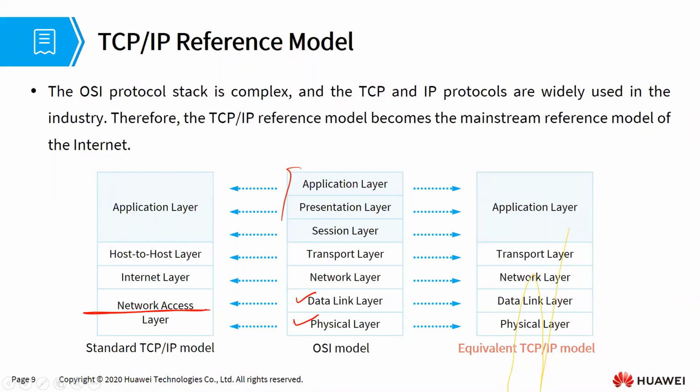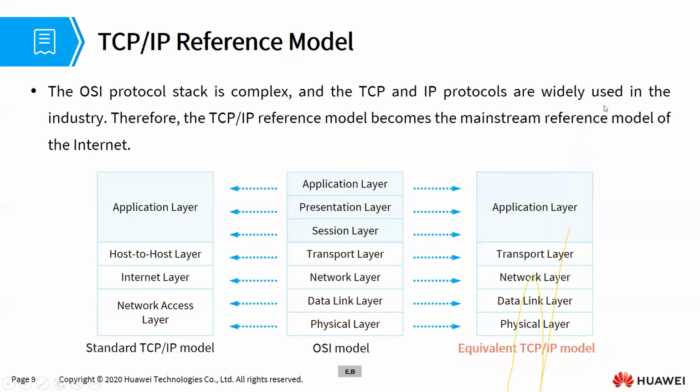Therefore, we design what we call the equivalent TCP/IP model. The equivalent TCP/IP model integrates the OSI model and the TCP/IP standard model. The contents in the following slides in this topic are all talking about the equivalent TCP/IP model.